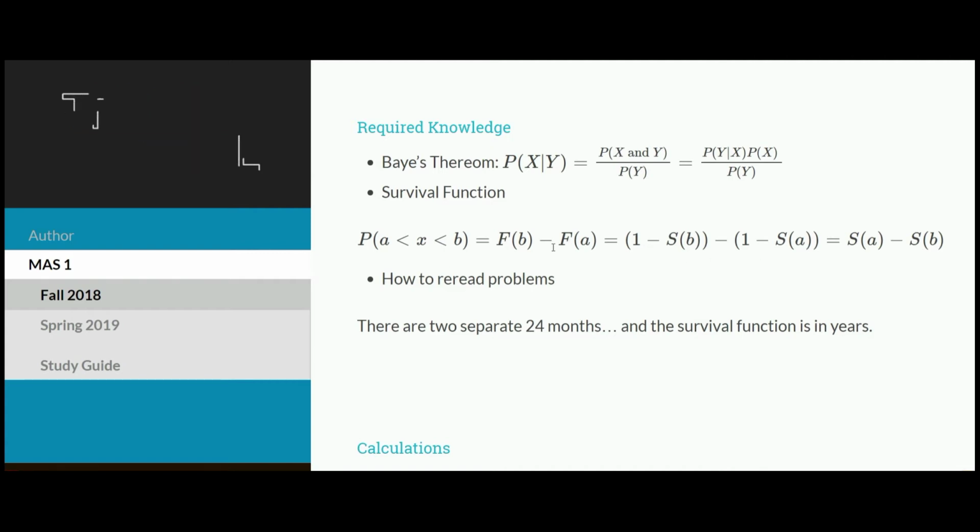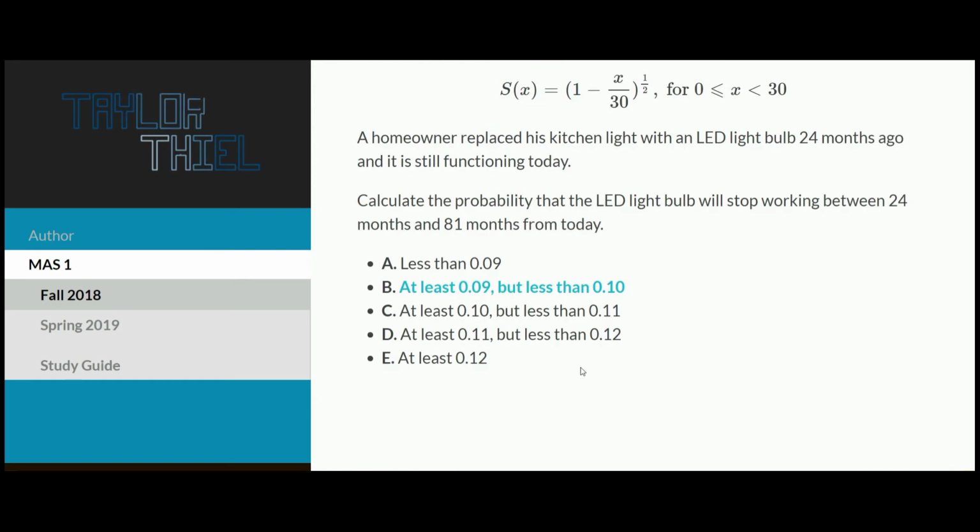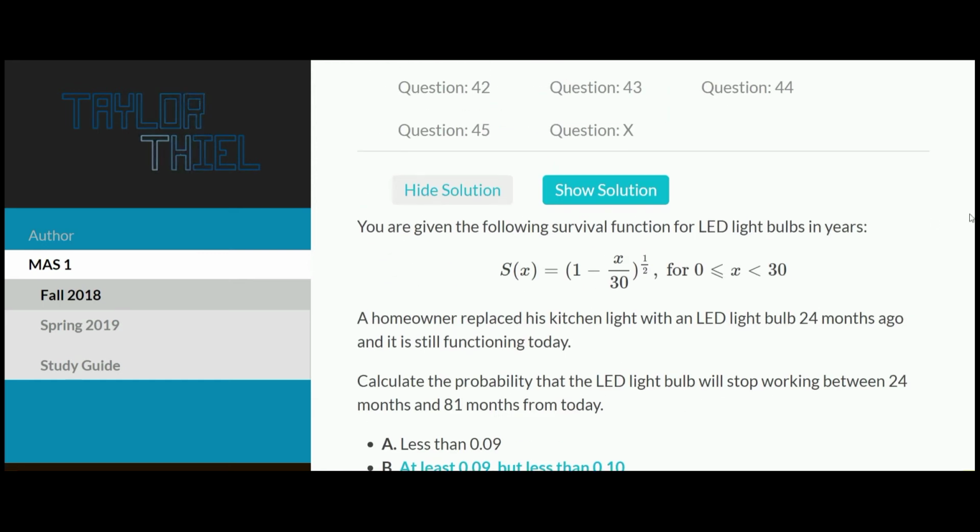But really, as long as you know survival is equal to 1 minus the CDF, you're good to go for this type of problem. And then finally, how to reread problems. I feel like I've said this a few times in a row. I make mistakes all the time prepping these videos, and it almost always stems from me reading the problem too quickly or not rereading. For this problem, there were two mistakes I made, actually.